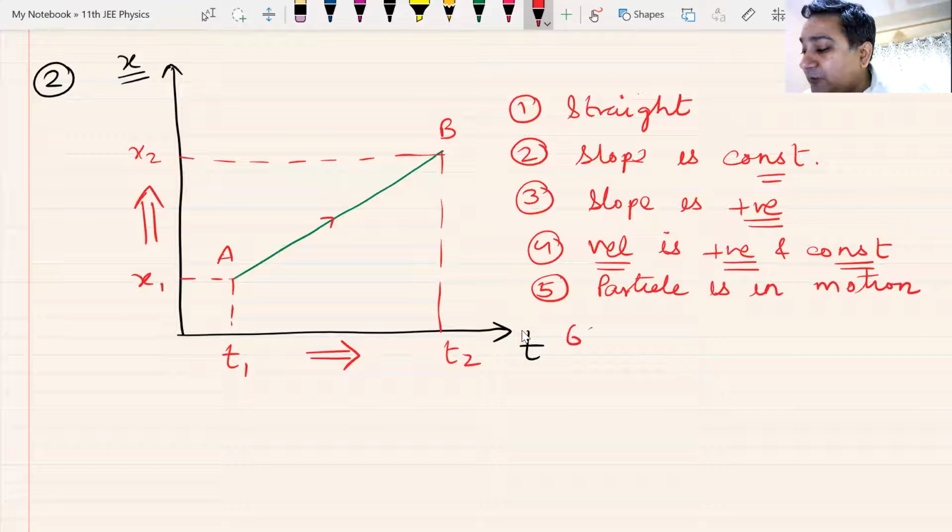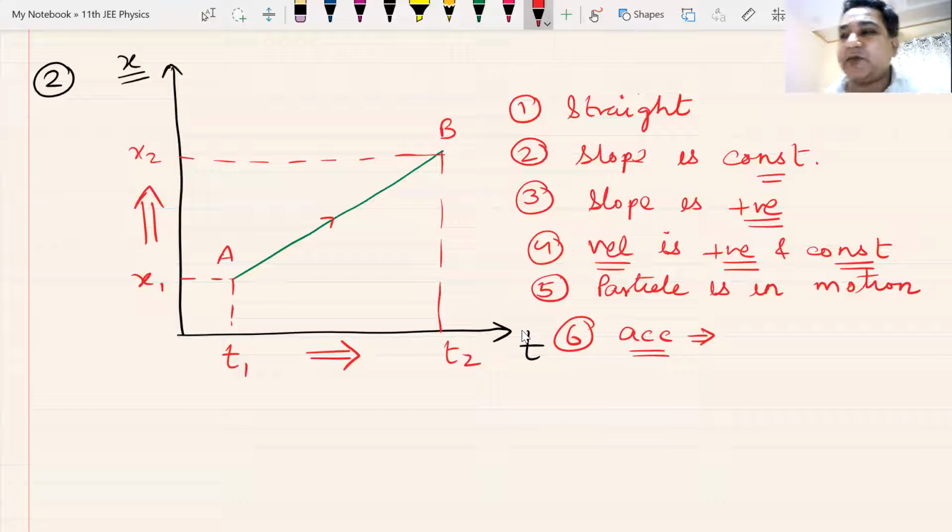What about the 6th point? Acceleration. Apply some common sense. Think, what is acceleration? What is acceleration of this particle? Velocity is positive and constant. What about the acceleration? Anyone? What about the acceleration of this particle?